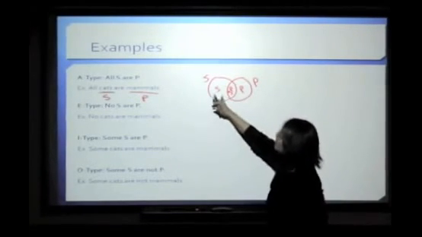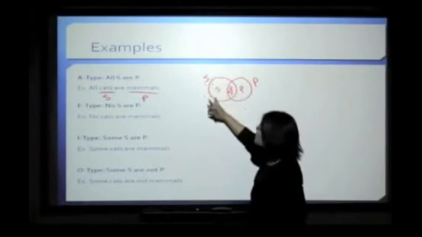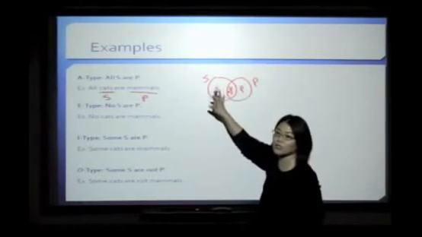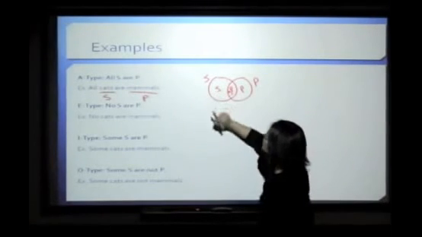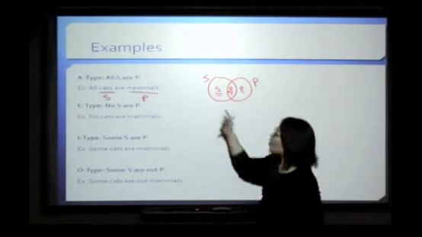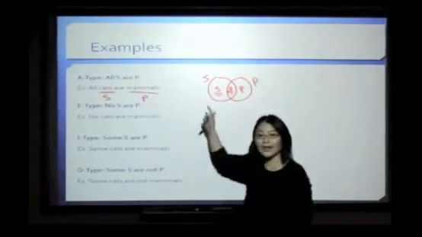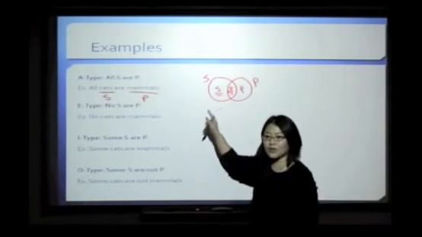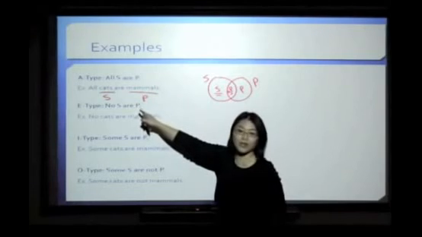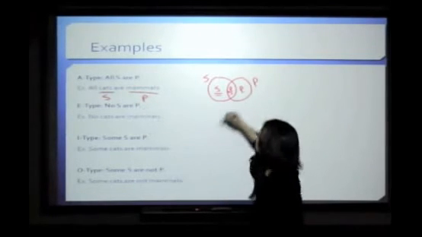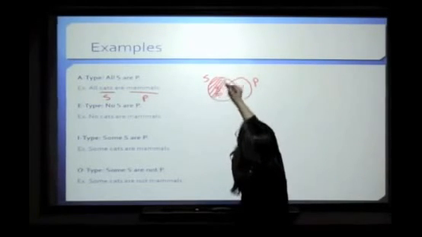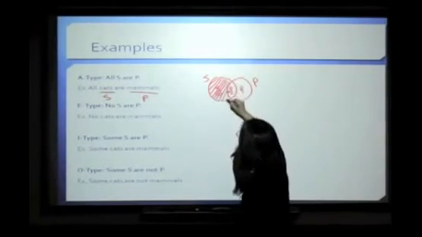So here we have, in the subject circle, the circle for our subject term, which is where all our work will take place, S's that are not P's. And according to this statement, that doesn't exist. There are no things that are S's that are not P's, because all the things that are S's, all the things that are cats, are P's. So you want to shade the area where you have only S's that are not P's.